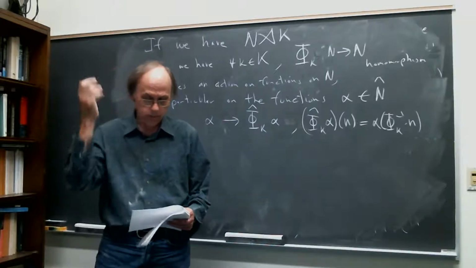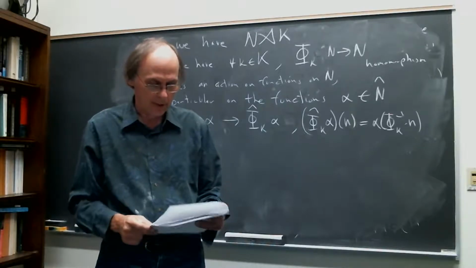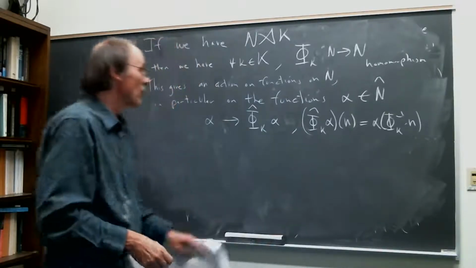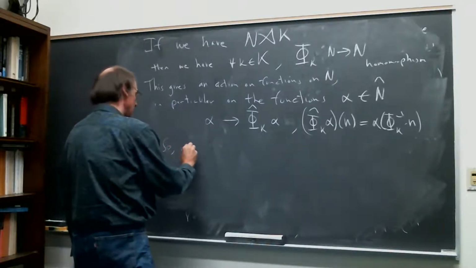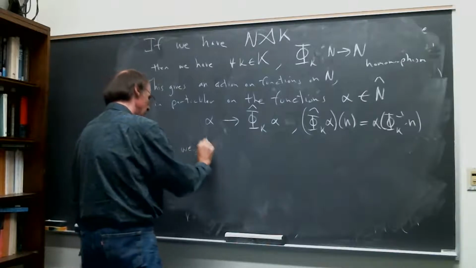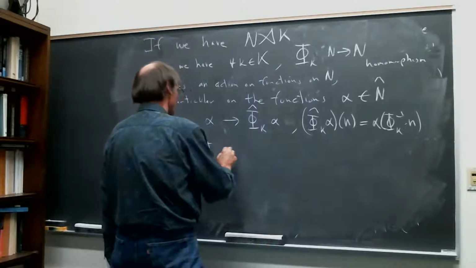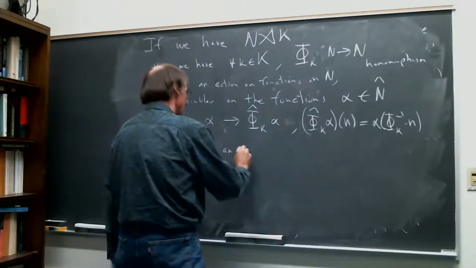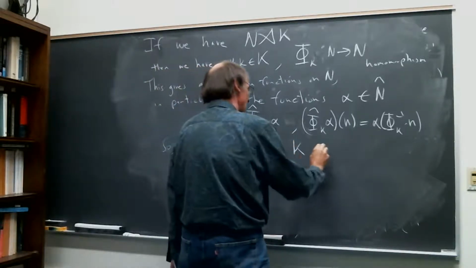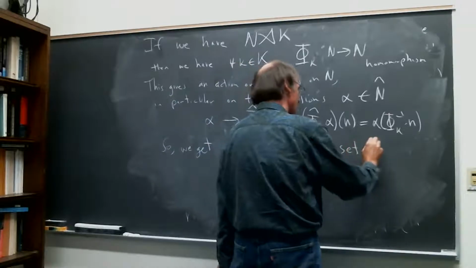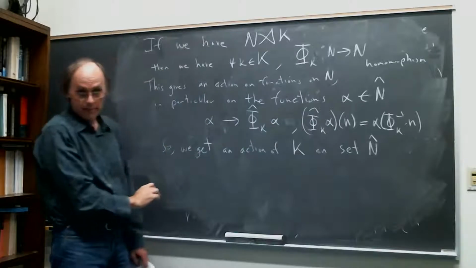Okay, and anyway, let me try to say the rest of this a little bit quickly. So we get an action. We get a map. We get an action of K on the set n hat, which is given by this guy.